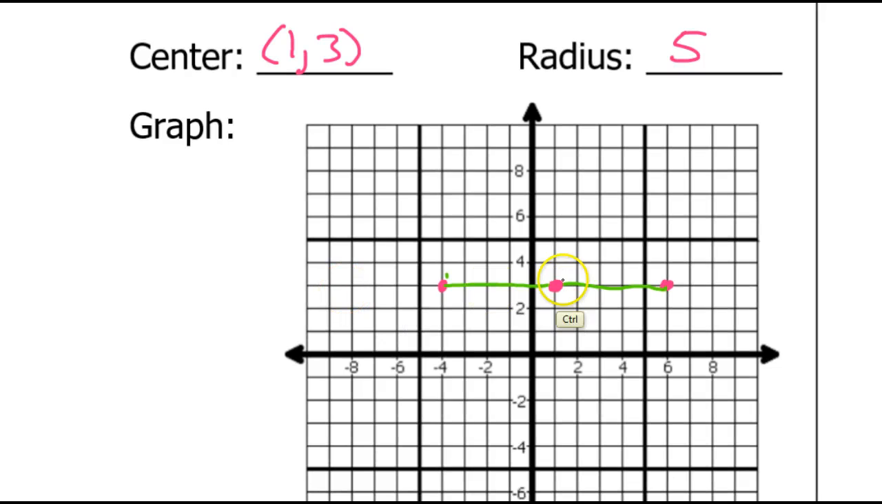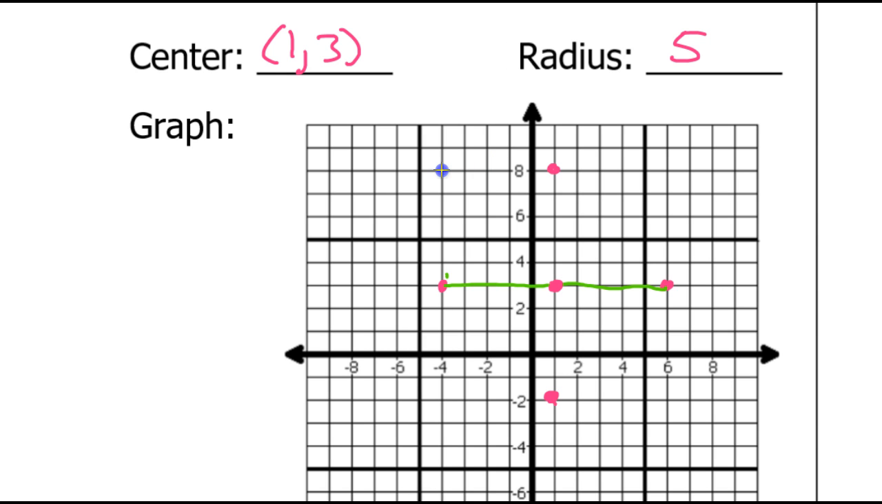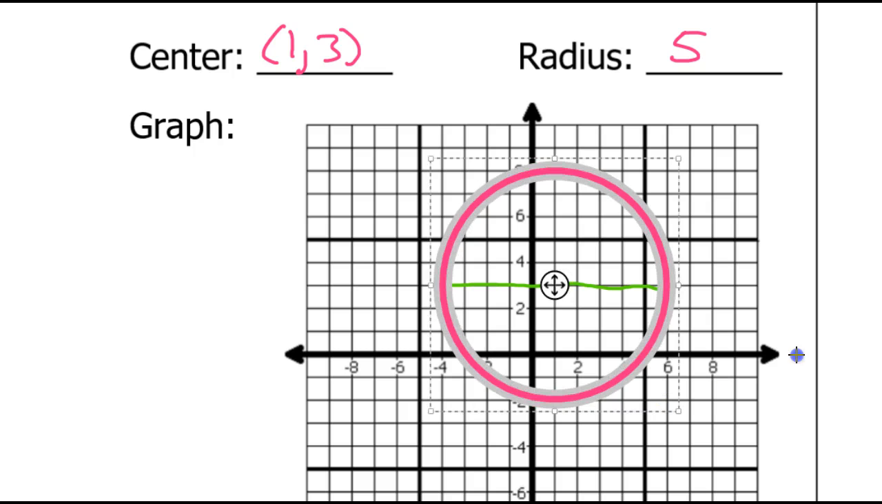Now as far as the graph, with this information I can make the graph better. The radius is 5, so in addition to going left 5 and right 5, I can also go up 5 and down 5. So now I should be able to draw a beautiful circle. That is how it's done.